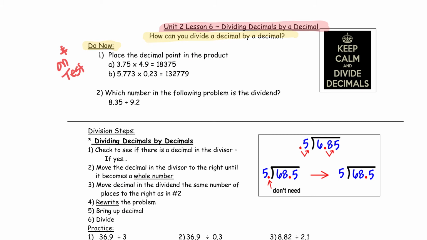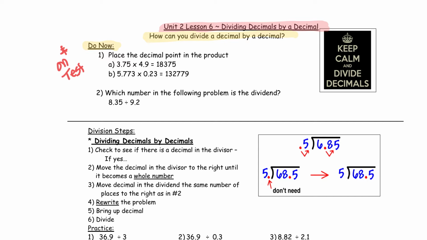Today's lesson is going to be dividing decimals by a decimal. And how can you divide a decimal by a decimal? Well, before we get started into the lesson, let's take a look at the do now. These are questions which you will see soon either on your quiz or your unit test or even both. Let's look at number 1.